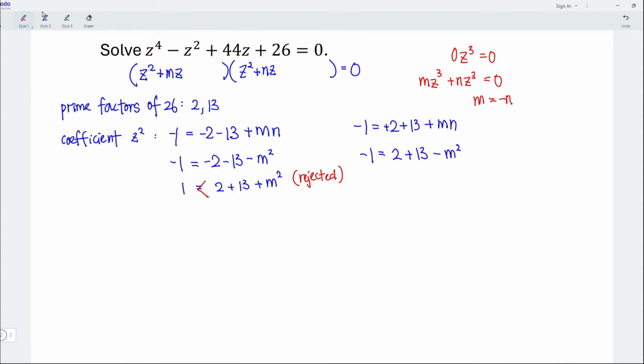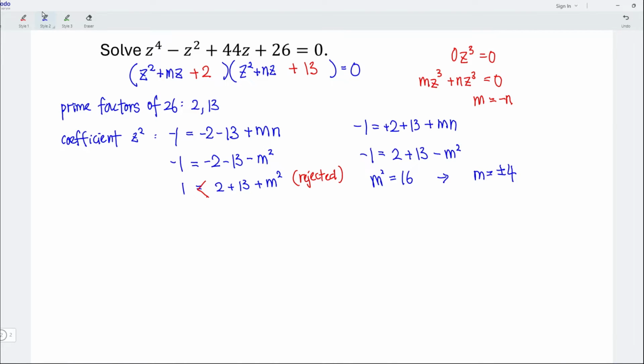So let's write it here. We should have positive 2 and positive 13. Now let's solve for m algebraically. We should obtain m squared is equal to 16, or equivalently m is equal to plus minus 4.